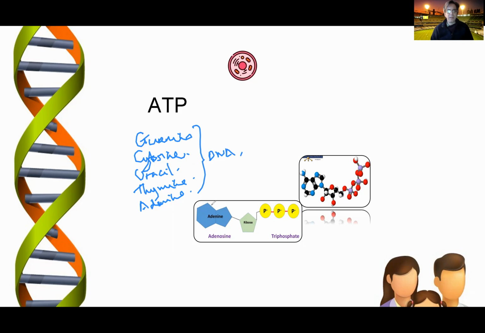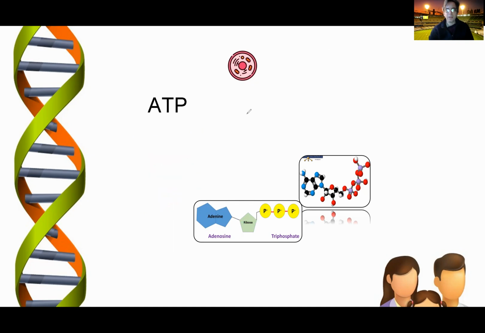Adenosine is derived from adenine. We've got our pentose ribose sugar here, which has got 5 carbons. And then we've got our triphosphate group. And that, in a nutshell, is what ATP is. Not to be confused, of course, with the ATP circuit in tennis. So if we move on slightly, let's have a look at what it is and what it does.